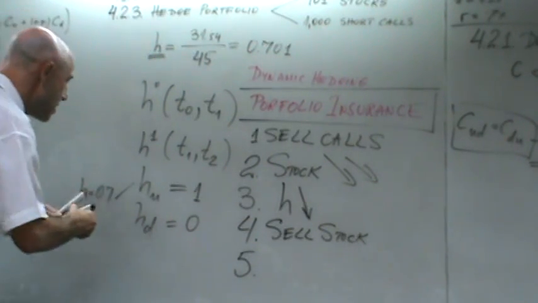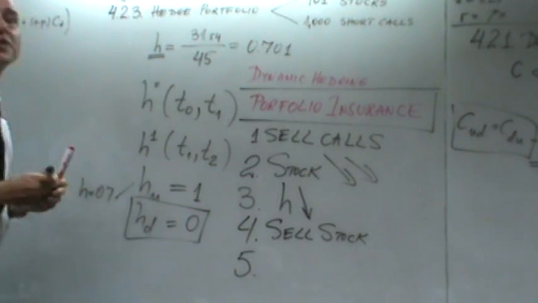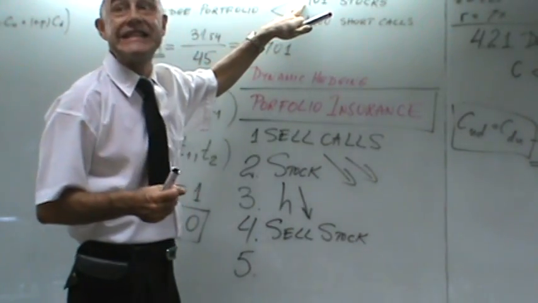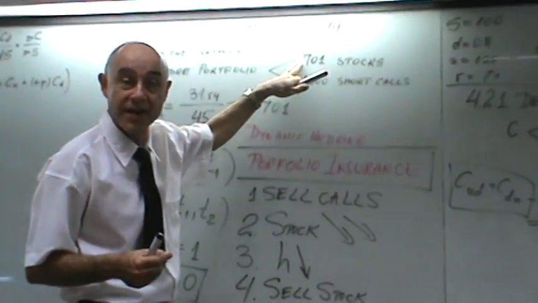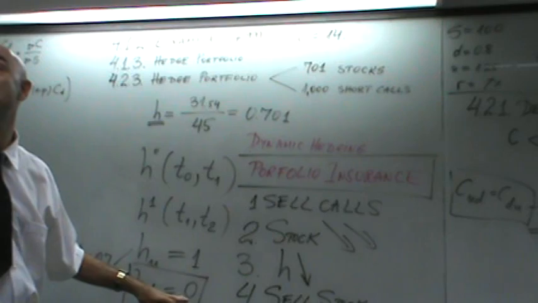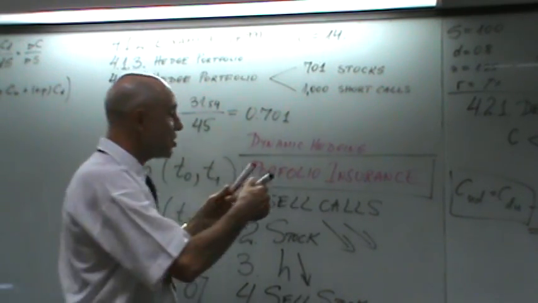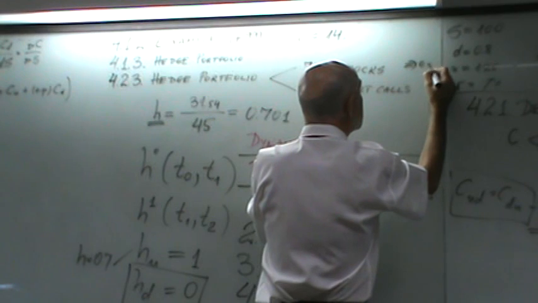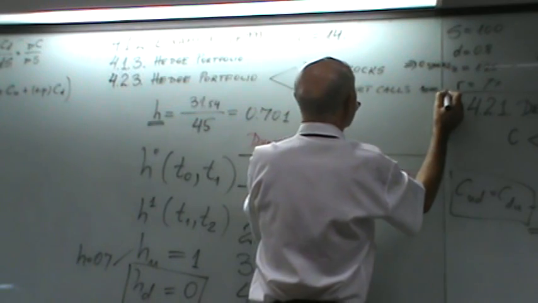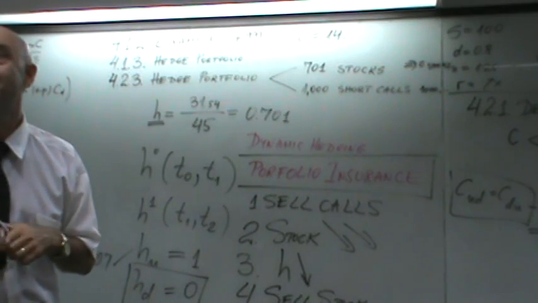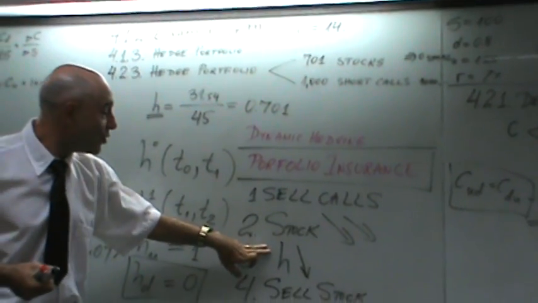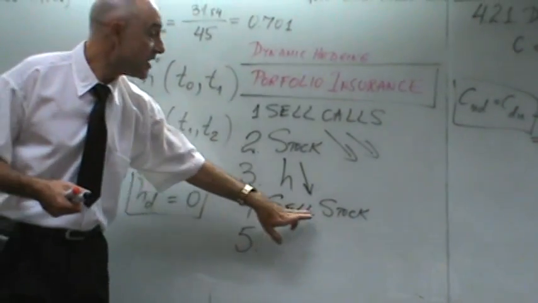And when you sell some of your stock, well, here's the trick. What does it mean, H equals 0? What's the new portfolio? Before, the hedge was 701 stocks and 1,000 short calls, okay? What does a new ratio of 0 mean? New ratio of 0 means 0 stocks and 1,000 short calls, okay? Do you see that part?